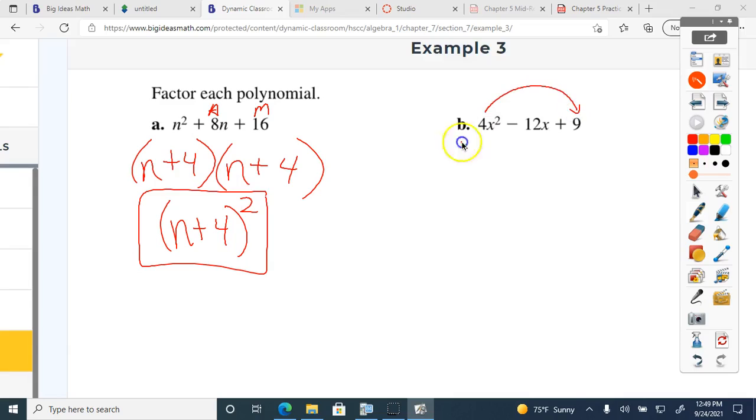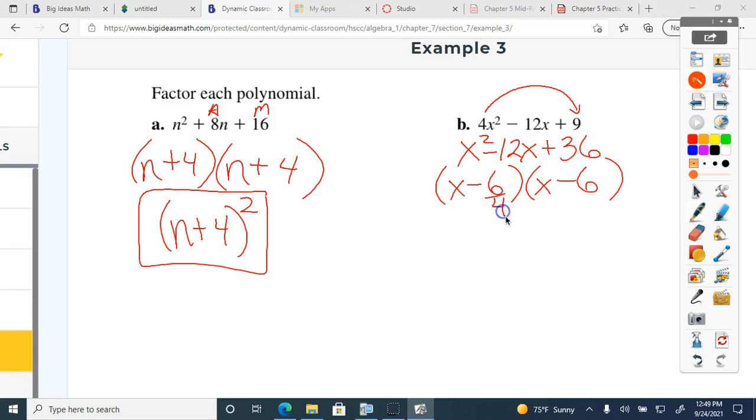Borrow. Okay, that'll make x squared minus 12x. 4 times 9 is 36. Play the game. What two numbers multiply to be 36 and add to negative 12? Negative 6, negative 6. We borrowed a 4, so make sure we put it back.